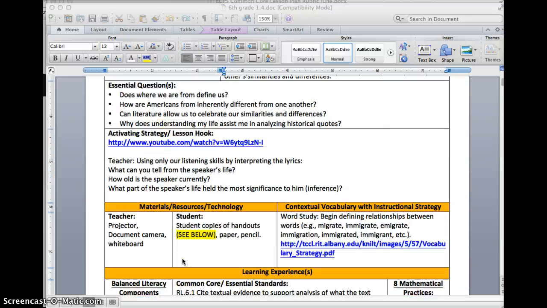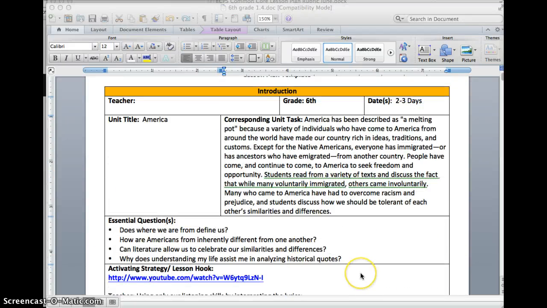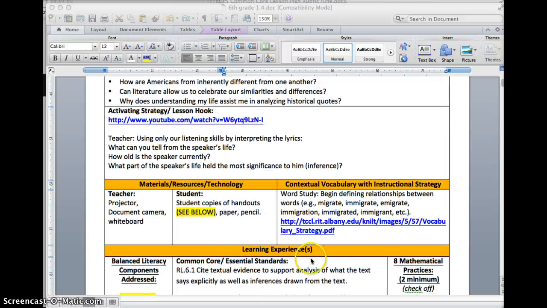Going back up to the top of this template, you can see the resources, what we need for the day. As a teacher, I need a projector, a document camera, and a whiteboard. As a student, they're going to need copies of the handouts and just paper and a pencil. There are some words that we're going to go over this unit. So here are the word study. And again, this is just a hyperlink to a vocabulary strategy website that I found. And so I just wanted to put that for me so I knew where to get that information.